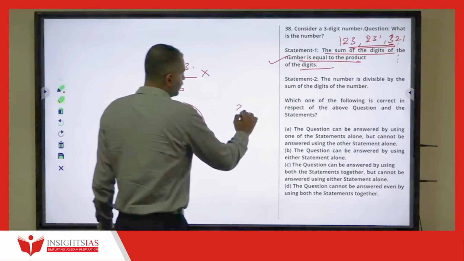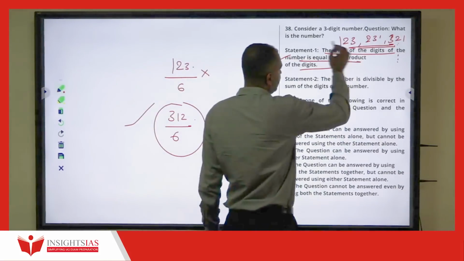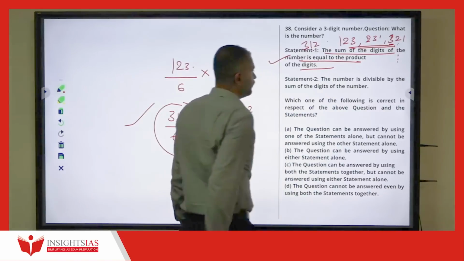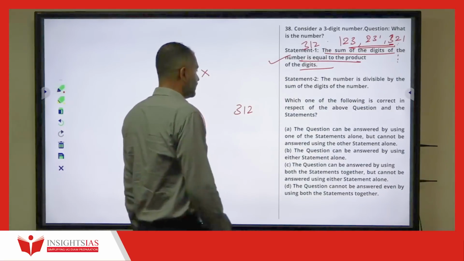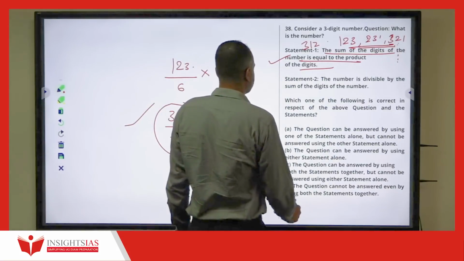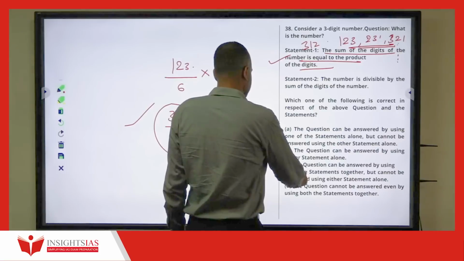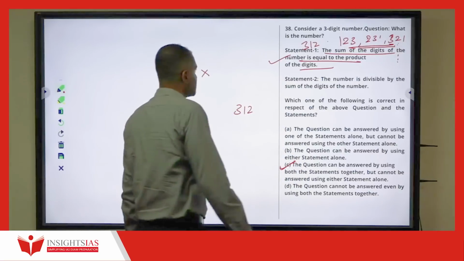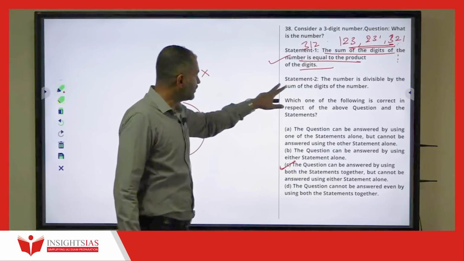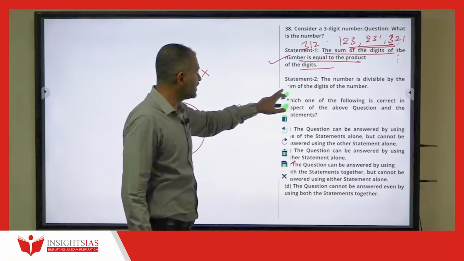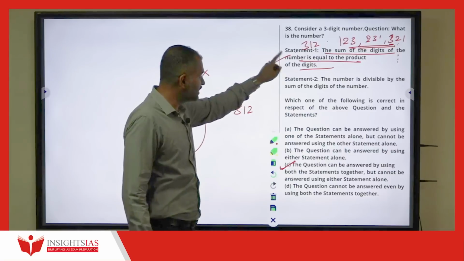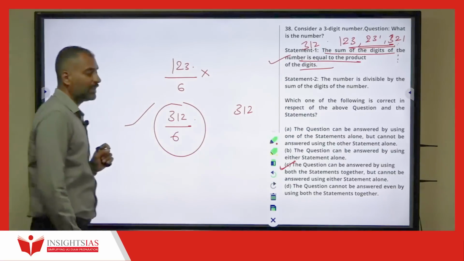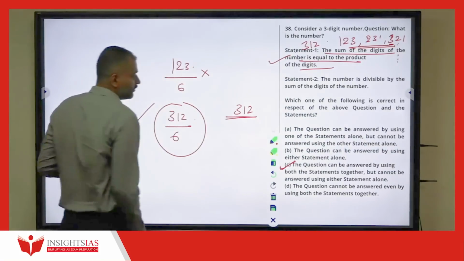Okay, so the number is what? 312, not 123. Okay, 312 is also possible. So, which one of the following is correct in respect of the above question and statements? Both are correct. The question can be answered using both the statements together, but cannot be answered using only one. Because using only one, you cannot answer whether the number is divisible by the sum of the digits of the number. Many such possibilities are there. If the sum of the digits of the number is equal to the product of the digits, then 1, 2, 3, but the number is 312. We need both of these statements.